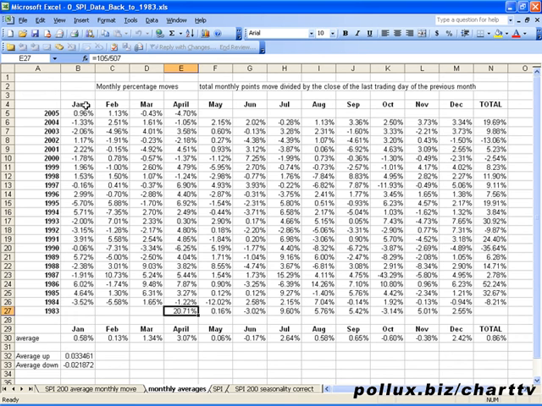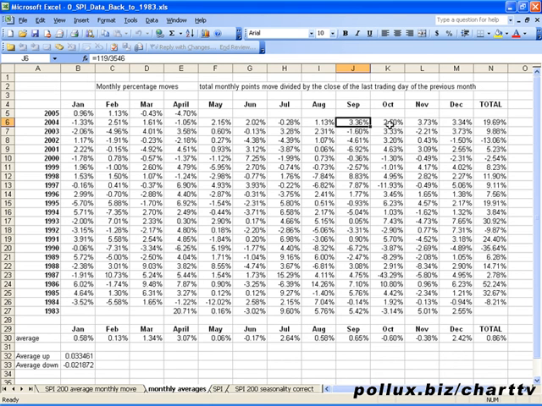So here we have the months up the top and the years down the side, and basically what I did is I divided that difference by the close of the previous month. Sorry, we should be looking at September. In September 2004, the market made 119 points, and the close of the last trading session of the previous month was 3546. So that equated to a 3.36% rise.